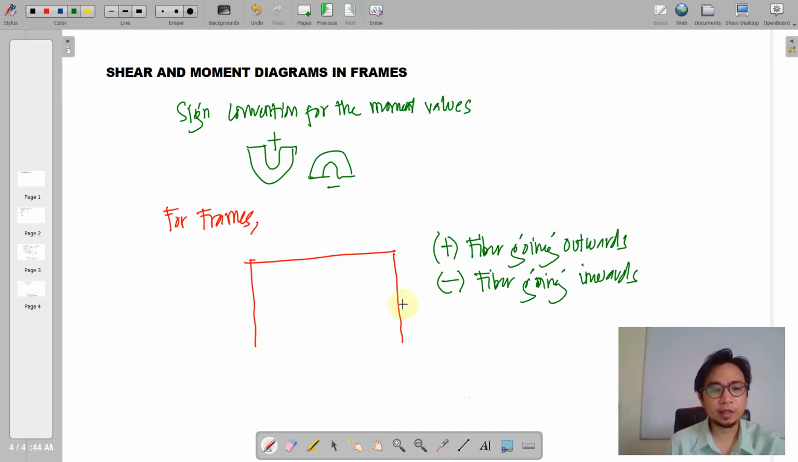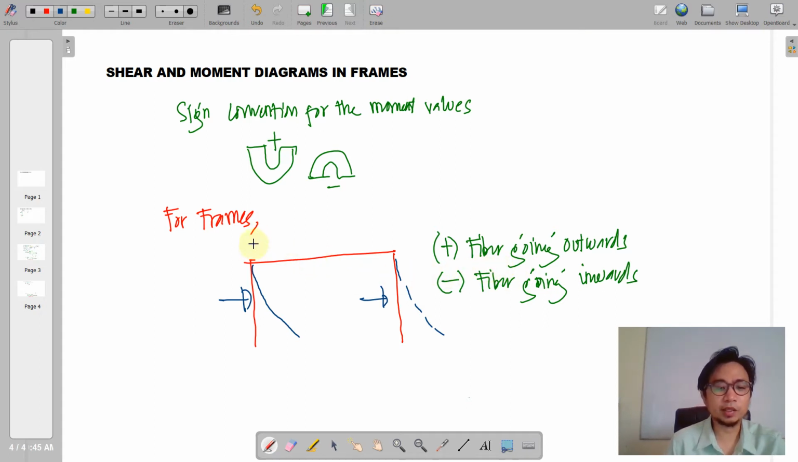So how is that? If we apply here a rightward horizontal load, of course the effect of this on the column will be that your column is going inwards, so that will be considered as a negative sign for the moment. And then another load here horizontally towards the right on this right column here, it will have a fiber going outwards, and that will be considered as a positive moment.